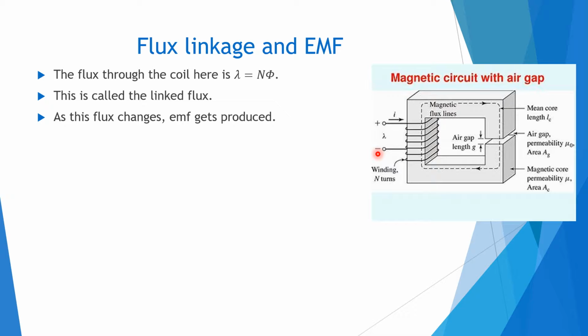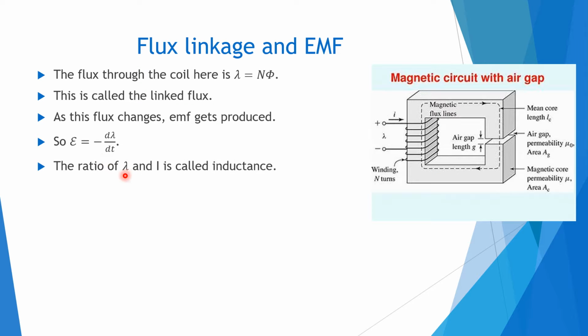As I changes, the H changes, which changes the B, which changes the flux, which now creates some EMF. This is how EMF is produced. So the EMF produced is minus d lambda by dt. This is simple. This is Faraday's law, right? And the minus is Lenz's law.